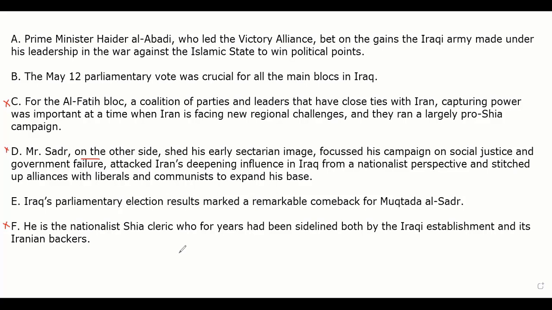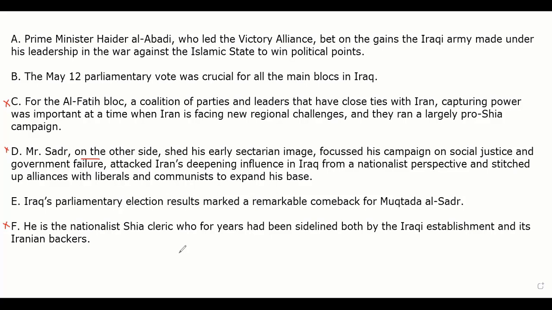Anybody else? Anything between A, B, and E? Because in E it is written the results marked, and the first way here, in A it's written bet against the war and win the political points. So we'll talk about A and E later. First about B. Can B be the first?